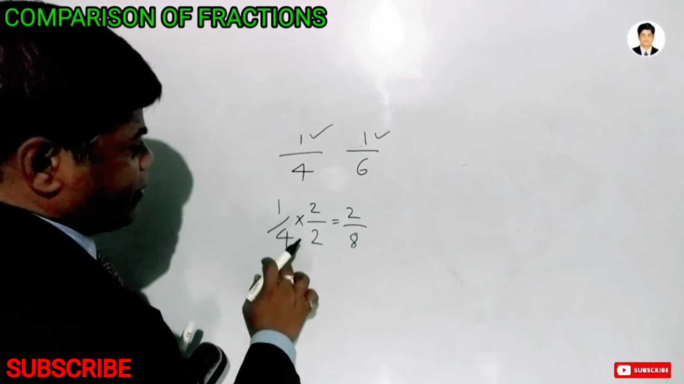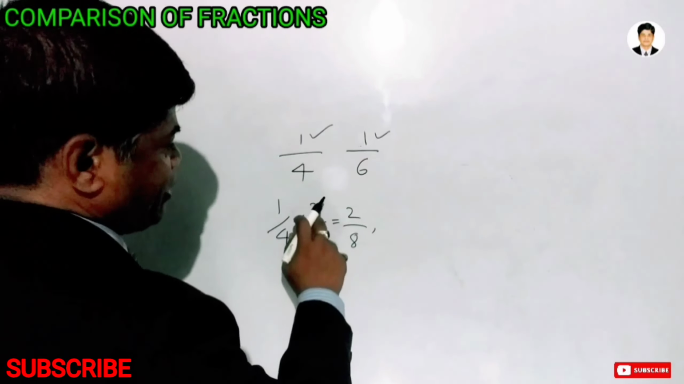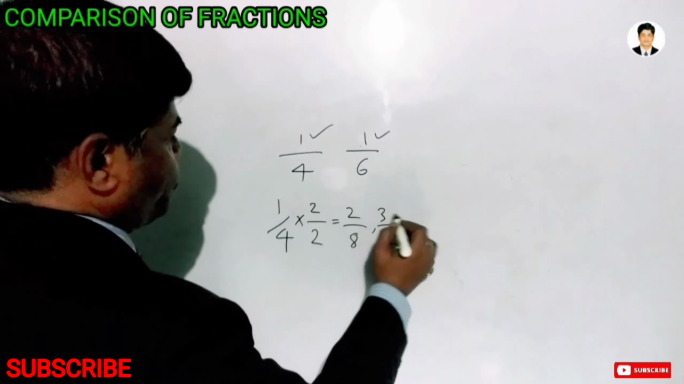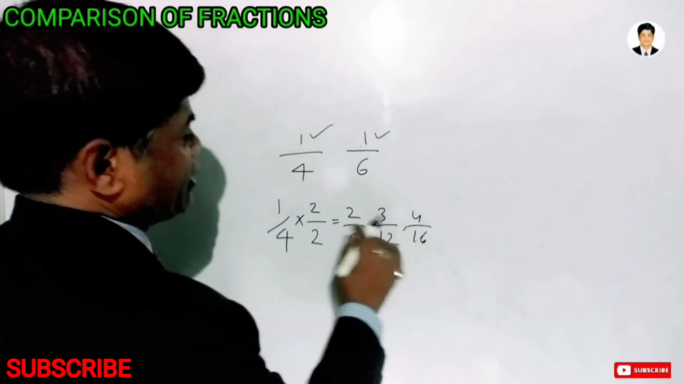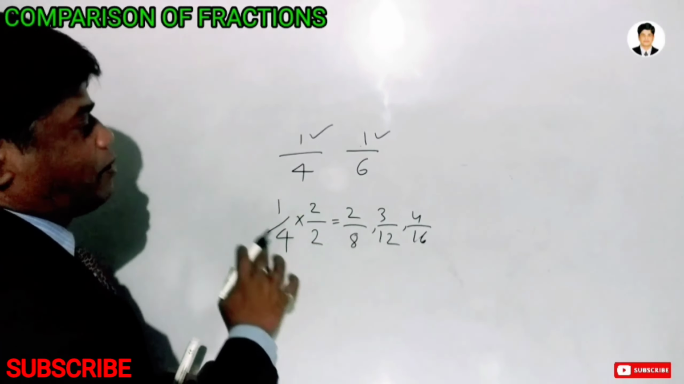So now I will write the equivalent fractions of 1 by 4. Multiplying by 2 gives 2 by 8. If I multiply by 3, it is the equivalent fraction 3 by 12. If I multiply by 4, it is 4 by 16. These, 2 by 8, 3 by 12, 4 by 16, are the equivalent fractions of 1 by 4.